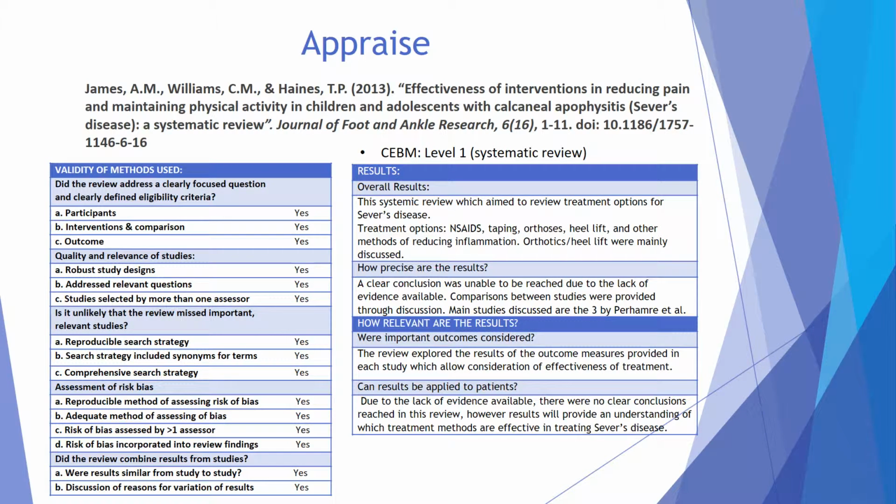The study by James Williamson Haynes is a level 1 systematic review. The appraisal determined that the study is internally valid. The treatment options reviewed in this systematic review include NSAIDs, taping, orthotics, and heelers. Discussion was mainly based on studies by Pahamary et al. on insoles, which were previously discussed.